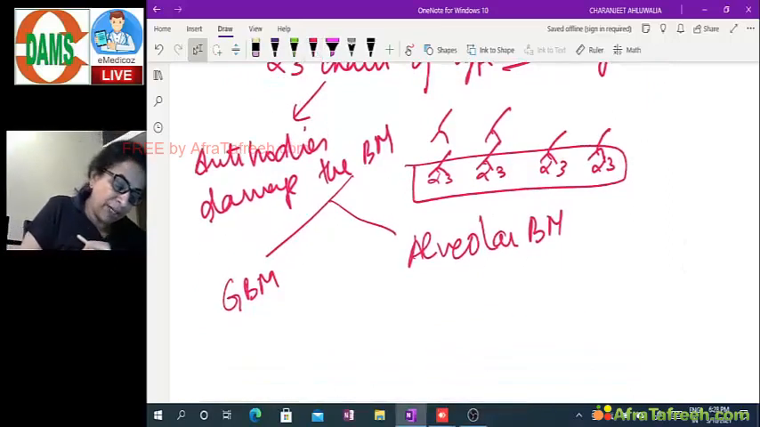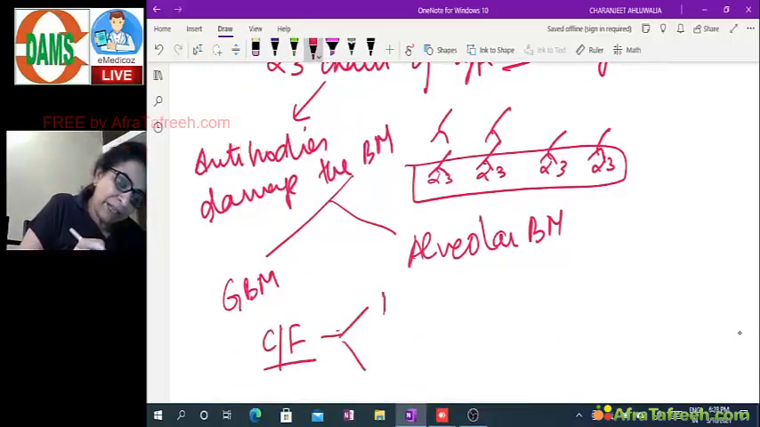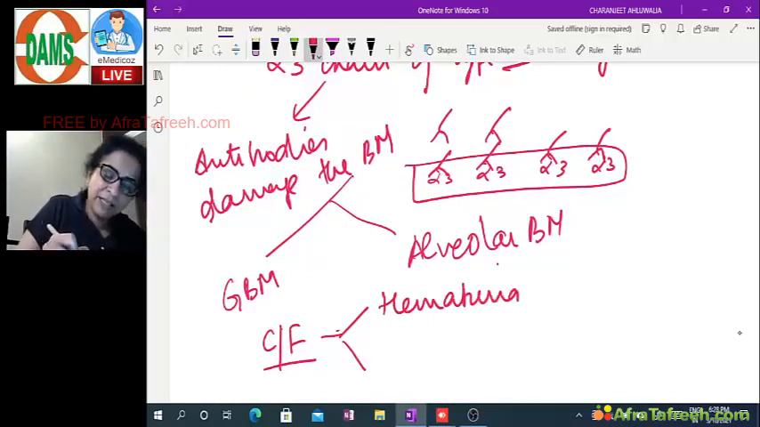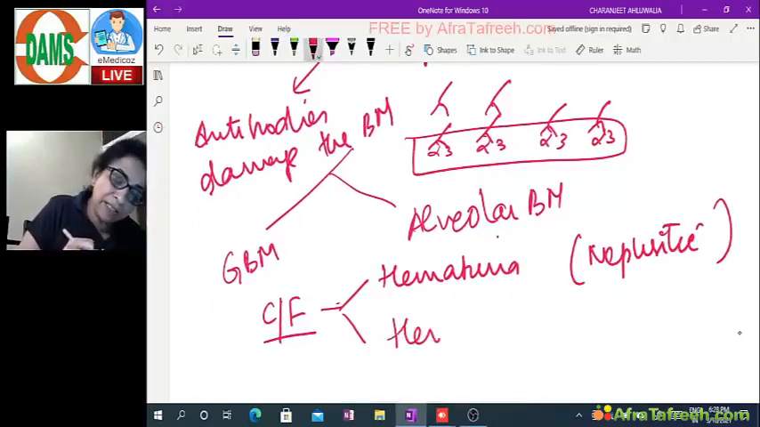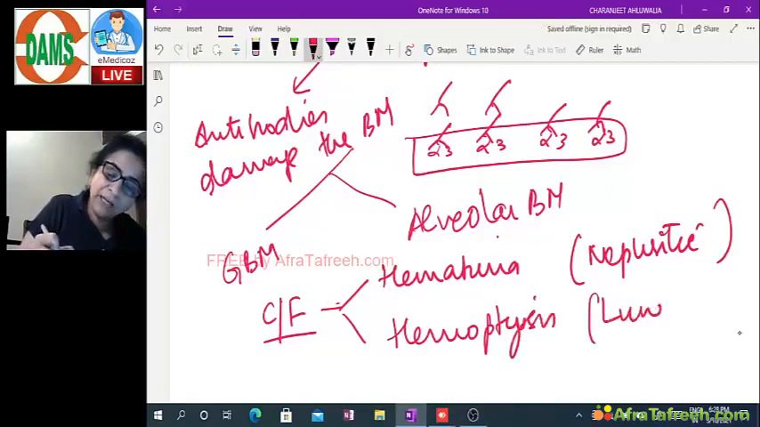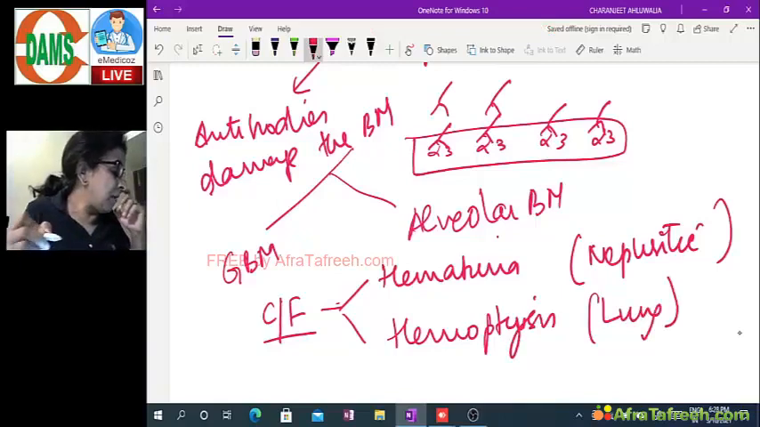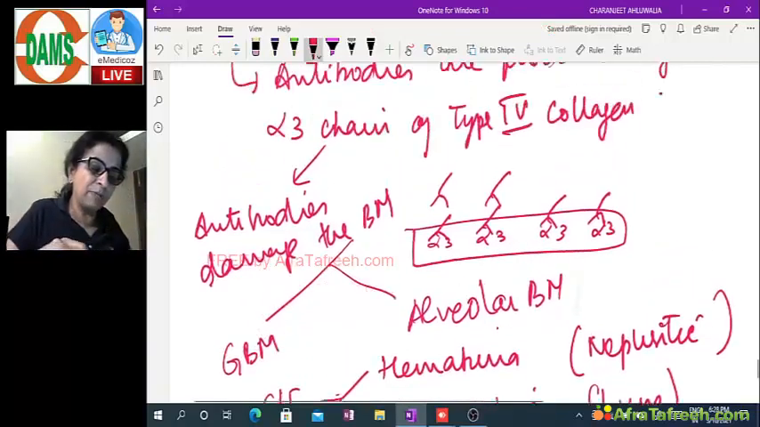So the patient now presents with nephritic syndrome. The clinical features of Goodpasture: they will have hematuria, suggestive of kidney disease, that is nephritic syndrome with hematuria and other features, and second they will have hemoptysis as well. Hemoptysis, why? Because of lung involvement. Lung involvement will produce hemoptysis as well.